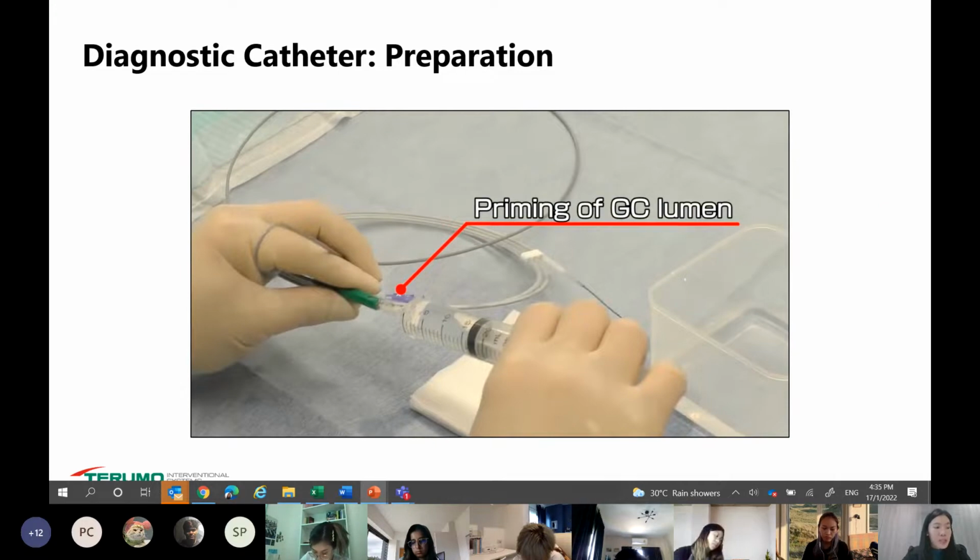So priming of the diagnostic catheter is done through the hub before the procedure. I think you saw this a lot during the procedure just now. The second operator is always doing this. He's always priming the lumen, the inner tube of the diagnostic catheter, to wet it and remove air bubbles within it.